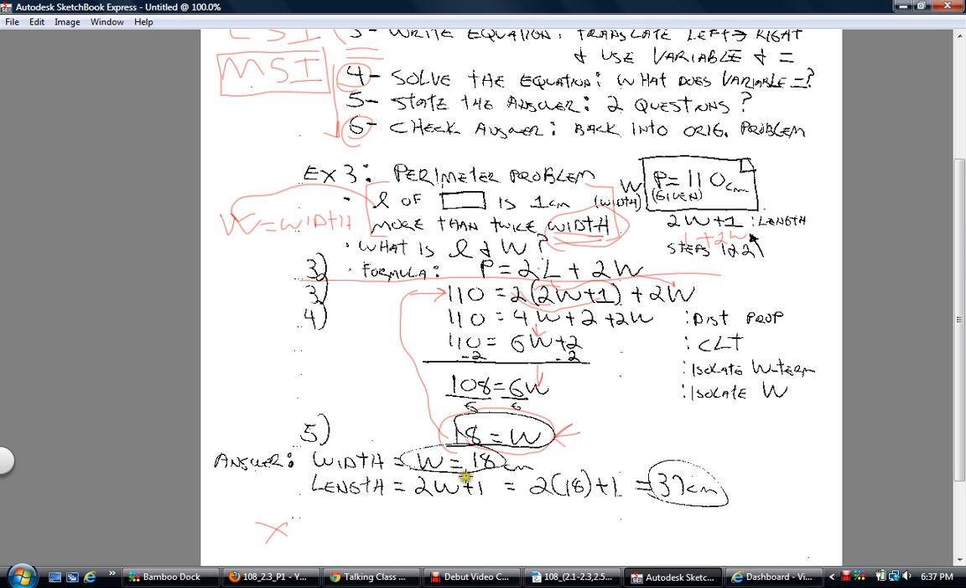That's all the way up here. So 2 times 18 is what? 36 plus 1 is 37. So your answers are what? Length equals 37 and width equals 18. Put those in the correct order in MyMathLab and you got it.